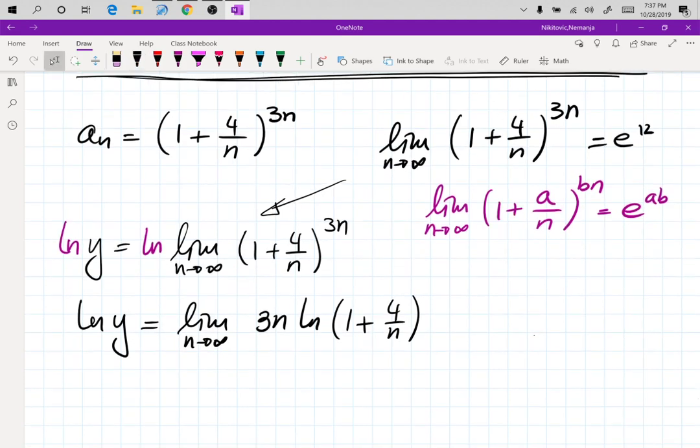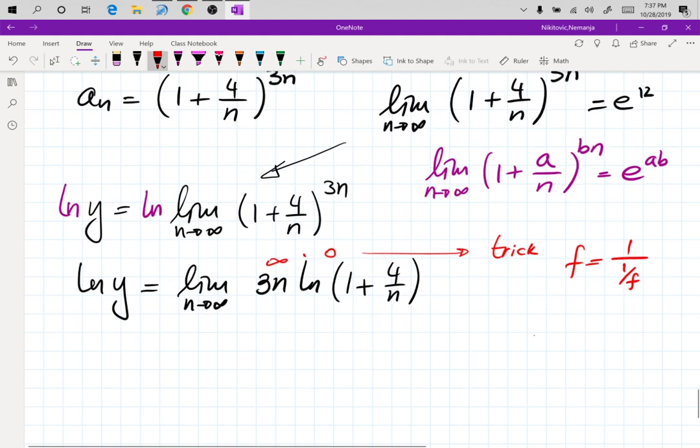Now, when you plug in infinity, the first one, 3n, will give you infinity, and the second one will give you ln of 1, which is 0. So you get infinity times 0. When you have infinity times 0, we use an algebraic trick, f equals 1 over 1 over f, and that will change it into, in this case, 0 over 0.